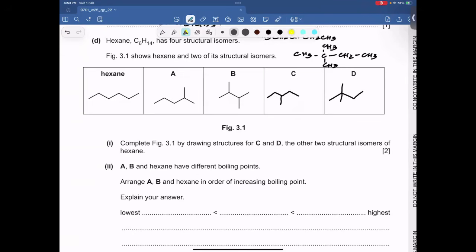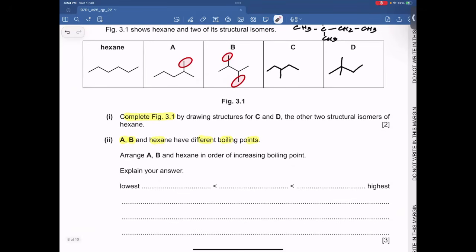Next is complete figure 3.1. I have done that. A, B, and hexane have different boiling points. By the way, this compound has only one branch chain. This compound has 2 branch chains. So the greater the number of alkyl branches, the lower the surface area, the lower the boiling point, which means among these 3, B has the lowest boiling point.